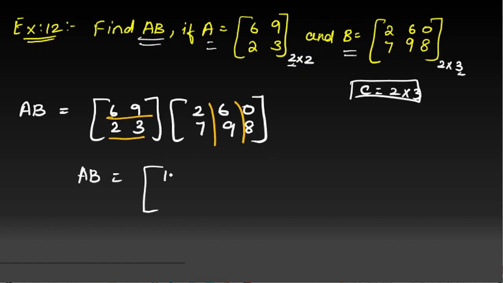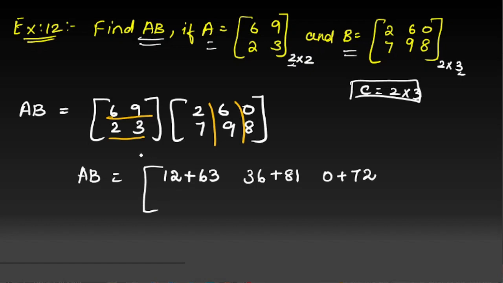6 twos are 12. Plus, you have to add and you get 63. 7 nines are 63. And similarly, now first row, second column. So 6 sixes are 36, 9 nines are 81. Then 6 zeros are 0. And 9 eights are 72. Now the first row is over.